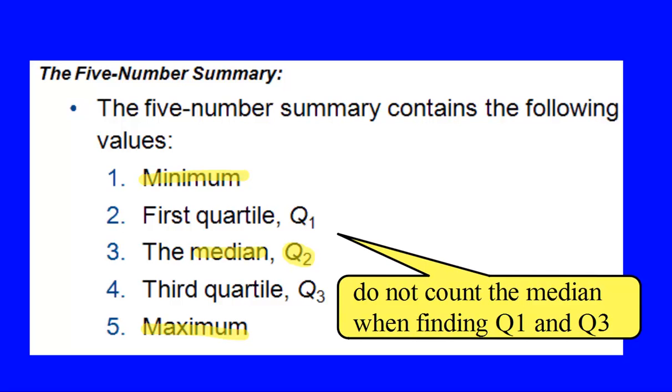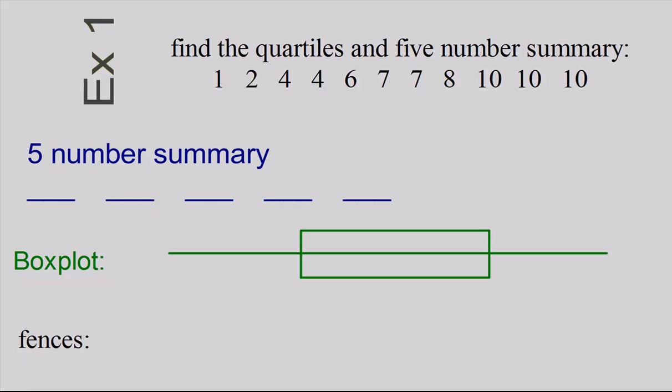However, different books will present it different ways. Some would have you use Q2, some would not. For our purposes, we will not use Q2 in our counting. Let me give you for instance. If we have the number set 1, 2, 4, 4, 6, 7, 7, 8, 10, 10, 10, and you're asked to find the 5-number summary.